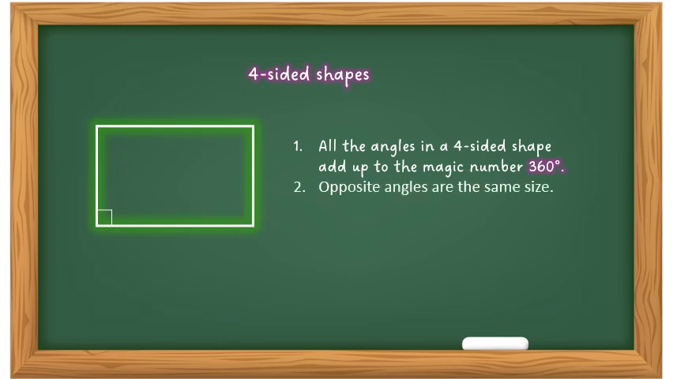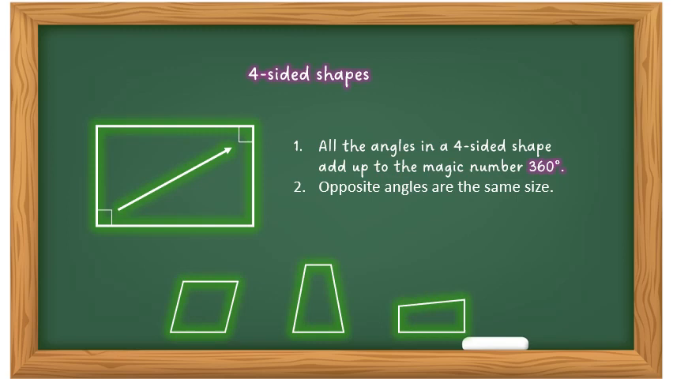Now you also have to remember that opposite angles are the same size. So you can see that opposite angle there is going to be a right angle as well. Remember that applies to all shapes. Opposite angles are the same size. And there's your different types of four-sided shapes. All the angles in here must add up to 360, which is the magic number.